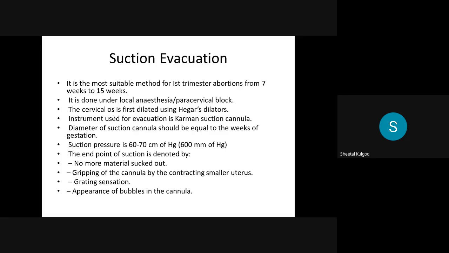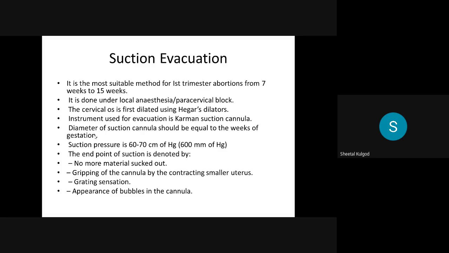The cervical os is first dilated using Hegar's dilators, and then the instrument used for evacuation is either a Karman cannula if it is an early pregnancy, or a suction cannula, whose diameter should be equal to the weeks of gestation. This is just a thumb rule to decide how much the cervix is to be dilated and which cannula to be used.